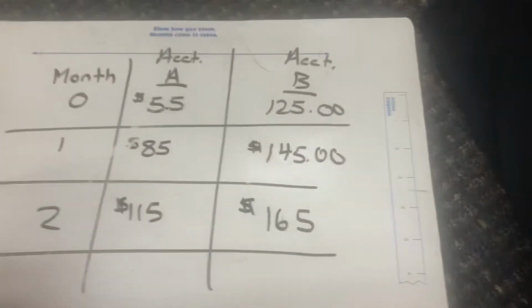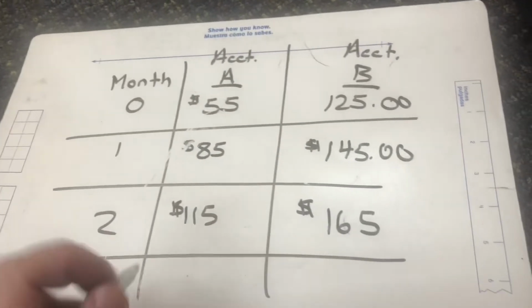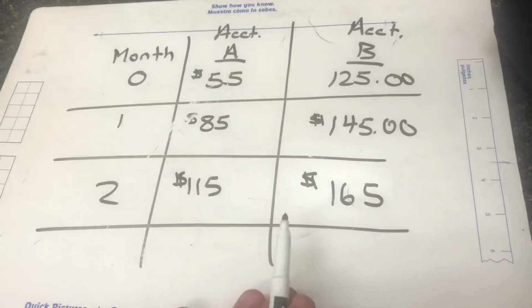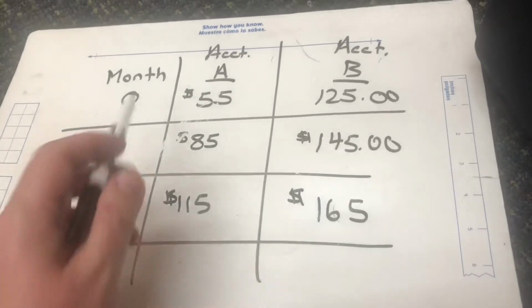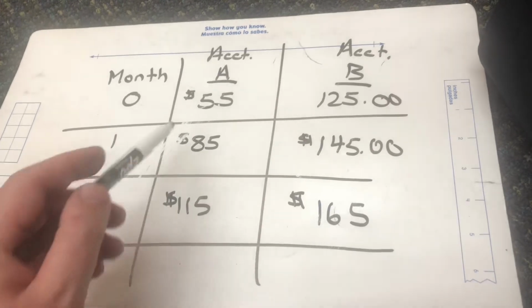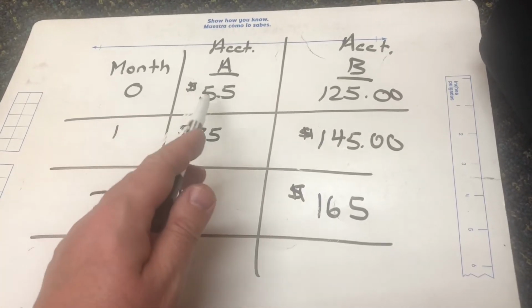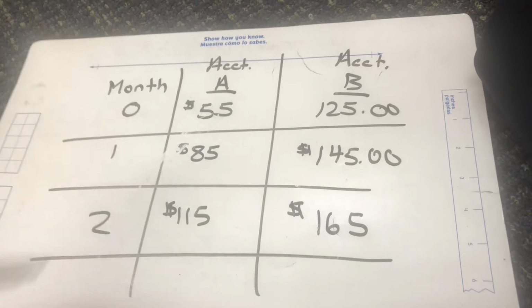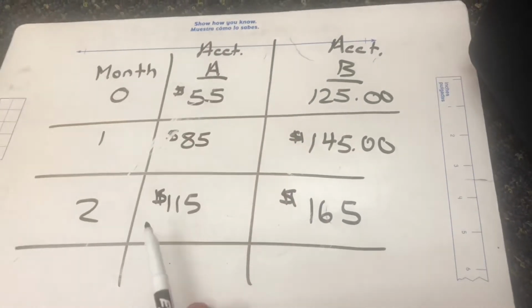All right, so one more. And this is something that you're going to see, I think, on your test, but I want to point out what's happening. They're going to give you these tables, and essentially they're going to ask you at what month are the accounts going to be the same. Imagine you have two bank accounts. This one at the beginning had $55. This one had $125. And you see that there's a pattern for how they're going up.